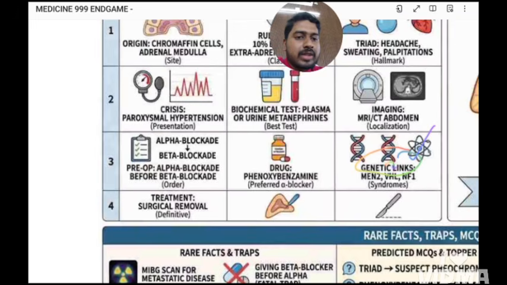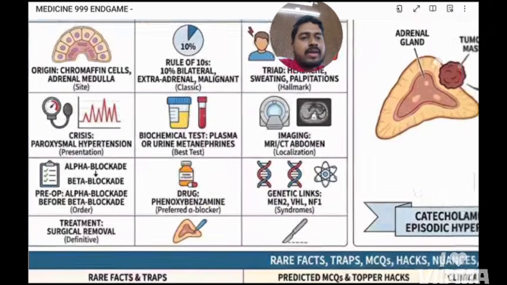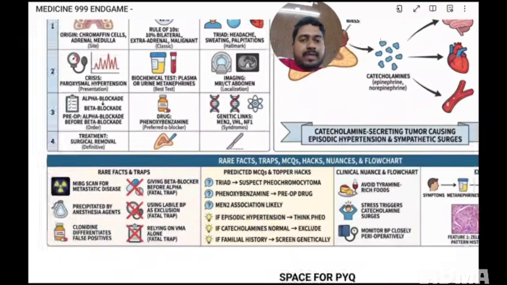There are genetic links of pheochromocytoma also: MEN2 syndrome, Von Hippel-Lindau syndrome, neurofibromatosis 1. All these are linked to pheochromocytoma. So treatment is surgical removal only. Yes, so I have discussed everything here.